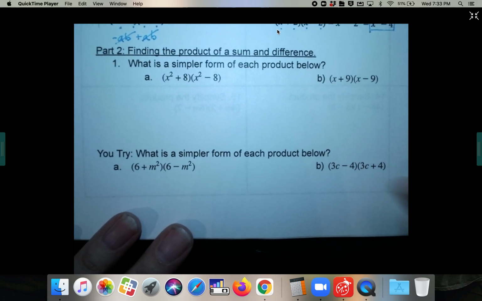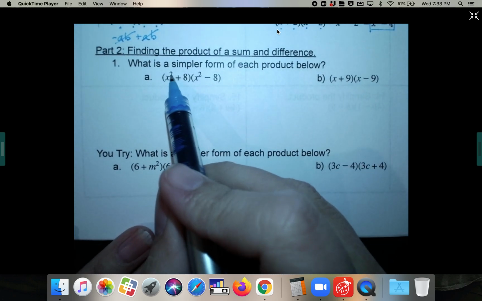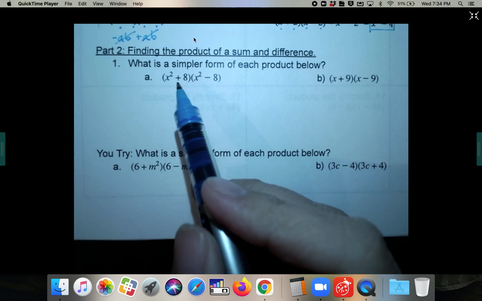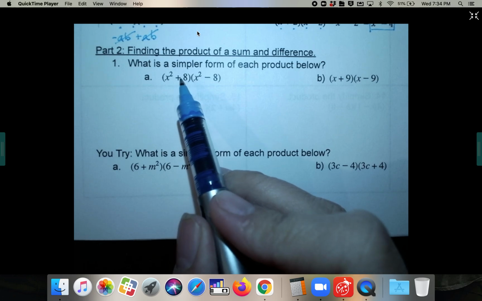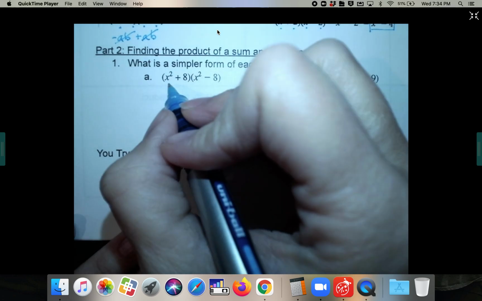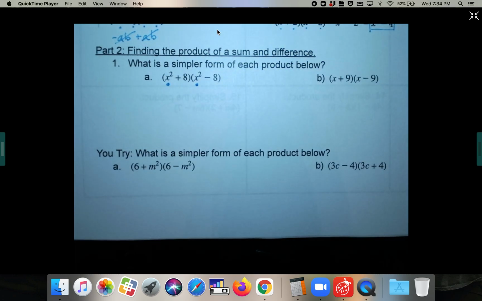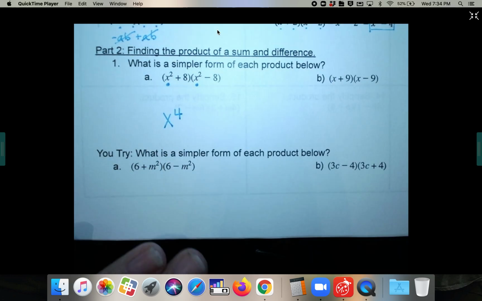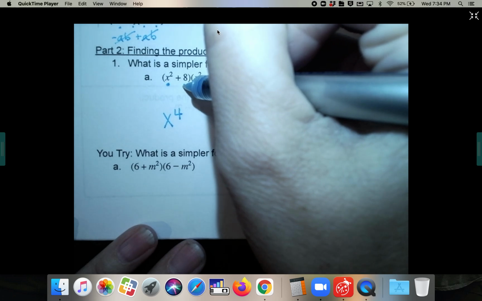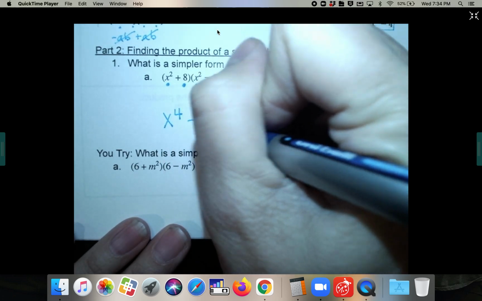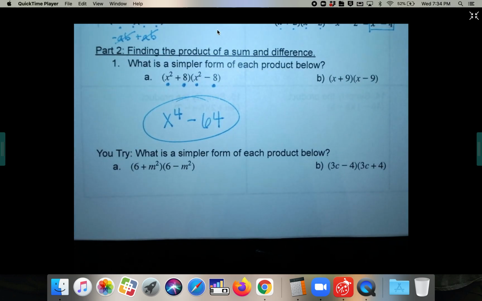Okay, so let's try this. x squared plus 8 times x squared minus 8. Again, these are the exact same binomials, but one is adding and one is subtracting. So your middle terms are going to drop out. They're going to cancel out and be 0. So the shortcut is I just have to multiply the firsts, which x squared times x squared is x to the 4th. And I have to multiply the lasts. 8 times negative 8 is negative 64. And that's all there is to it.